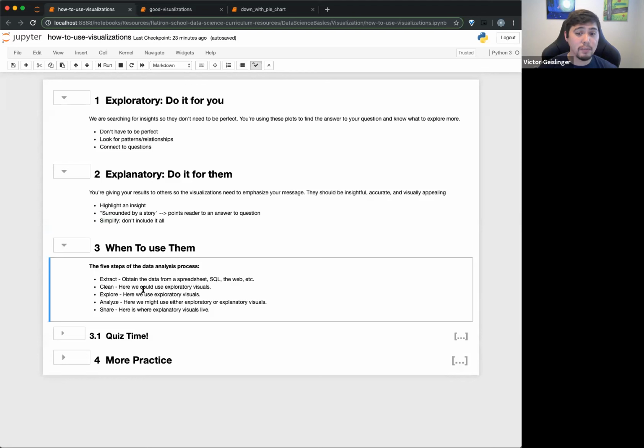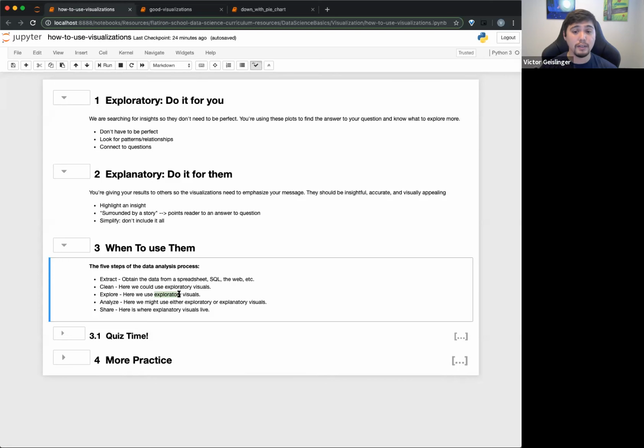So when you're cleaning data, you're probably using exploratory visuals, right? You're not doing anything for anyone. You're doing it for yourself to try to figure out what to clean up. Same thing for exploratory, right? You're doing exploratory visualizations, all right? So you're making things that help guide you to do actionable things on the data.